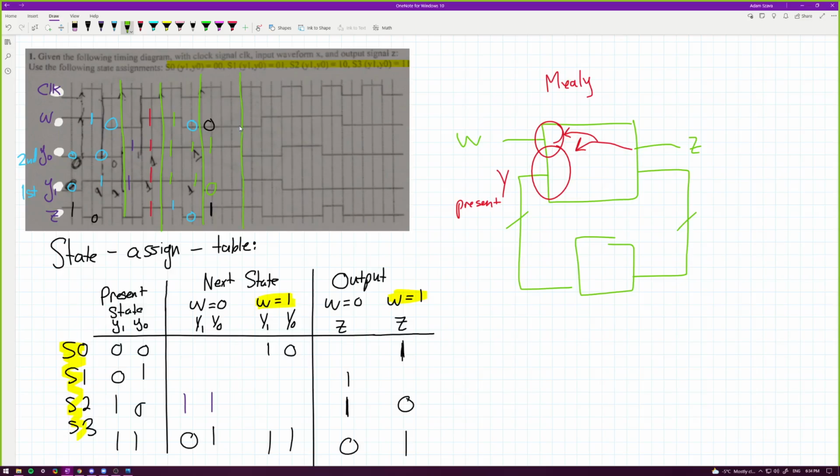So we are in state 0-1. In state 0-1, our input is 0, okay, and then we go to state 1-0, right? That's our next state. Our next state is 1-0. So if we are in state 0-1 and our input is 0, our next state is 1-0. Okay, so that's the conclusion to make from that one.